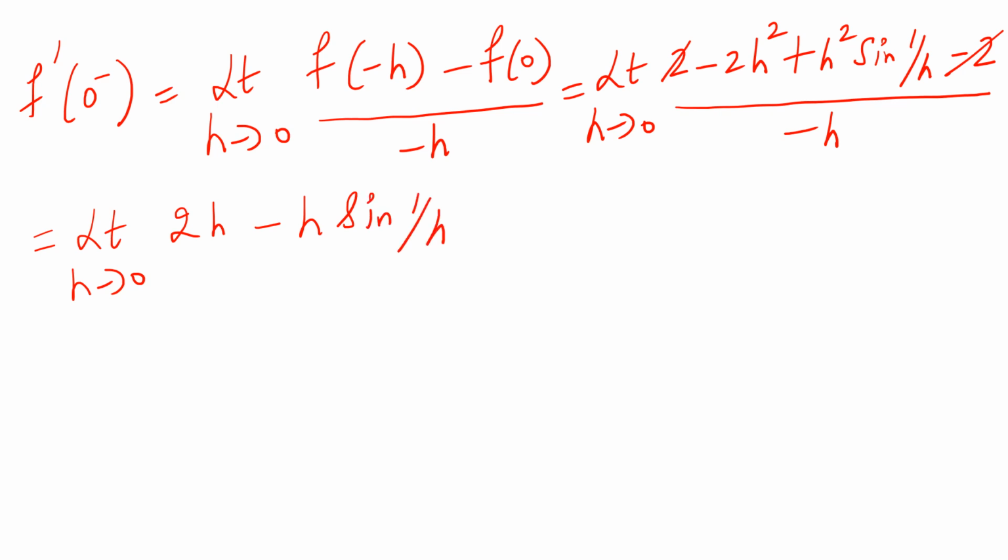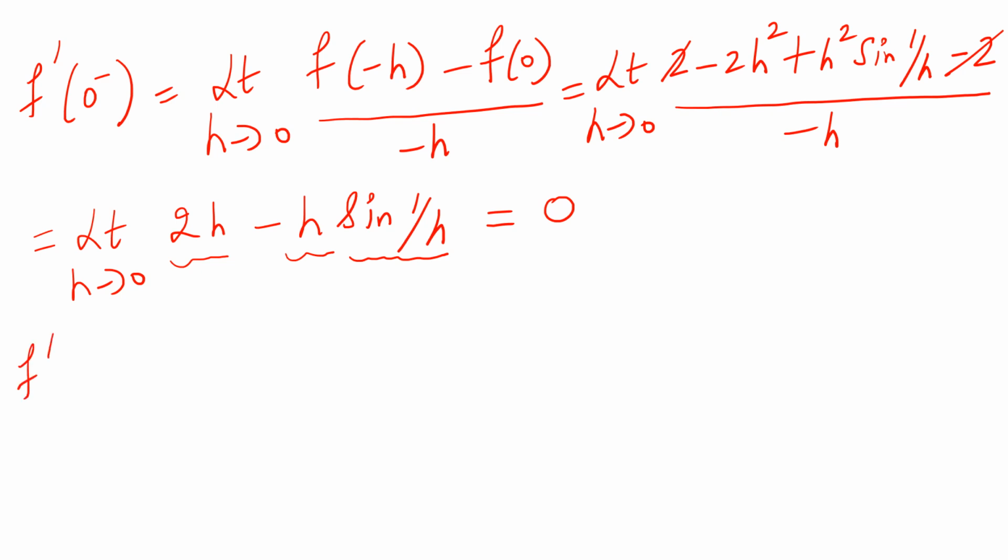Now students, when h approaches 0, clearly this first term will approach 0. Again h approaches 0 and sine of 1 upon h will be a finite number lying in the closed interval minus 1 to 1. So the product of h into sine of 1 upon h approaches 0, and hence I can write the value of this limit equal to 0.